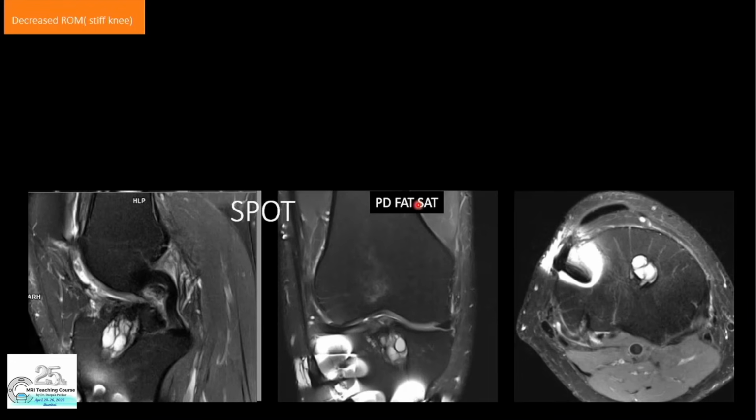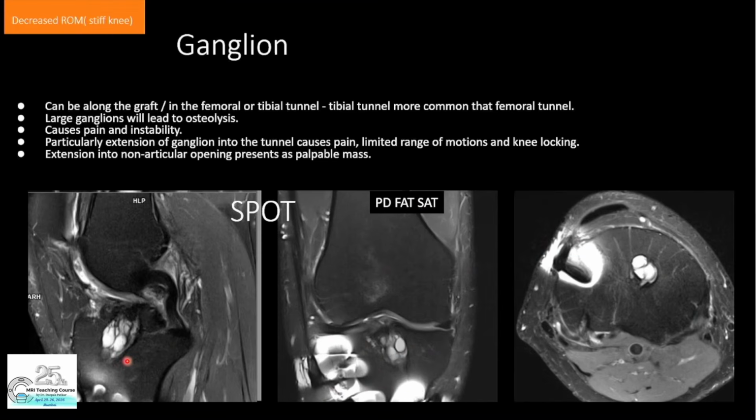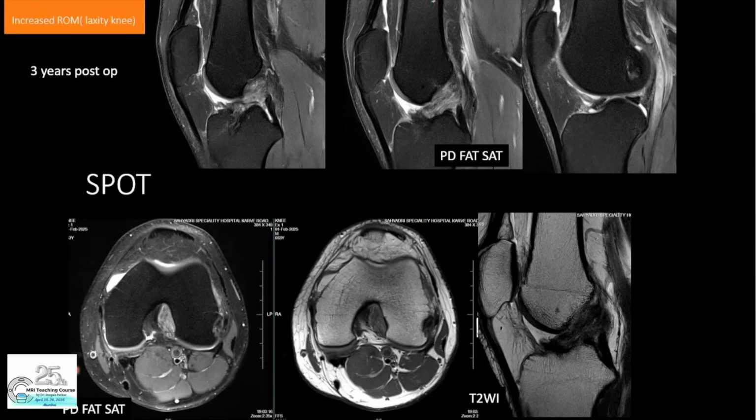What is the spot diagnosis for this? What is happening over here? This is an artifact, but what is happening within the tibial tunnel? So there is a cyst formation, it's a fluid, so it's a ganglion formation, and ganglion formations typically occur more commonly in the tibial tunnel than in the femoral tunnel, and sometimes they pop out through the exit site and the patient can present with a palpable mass.